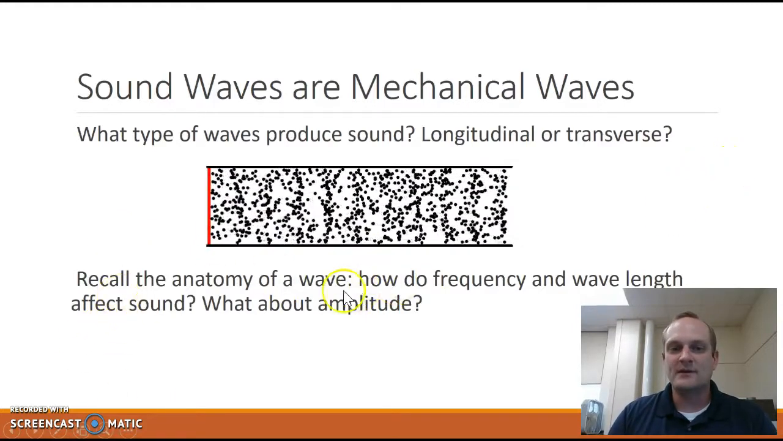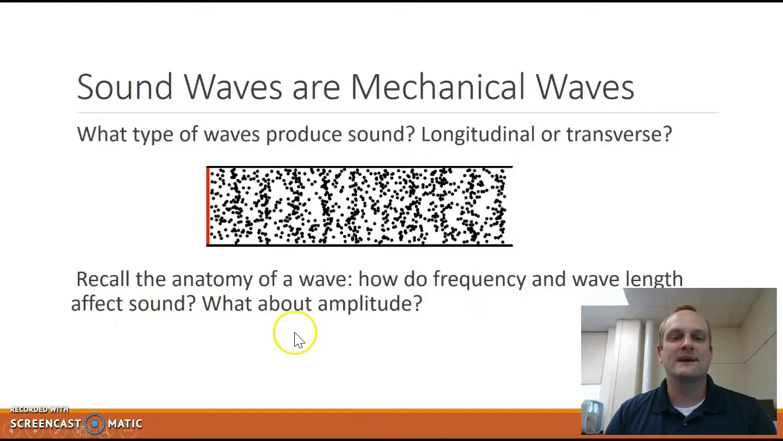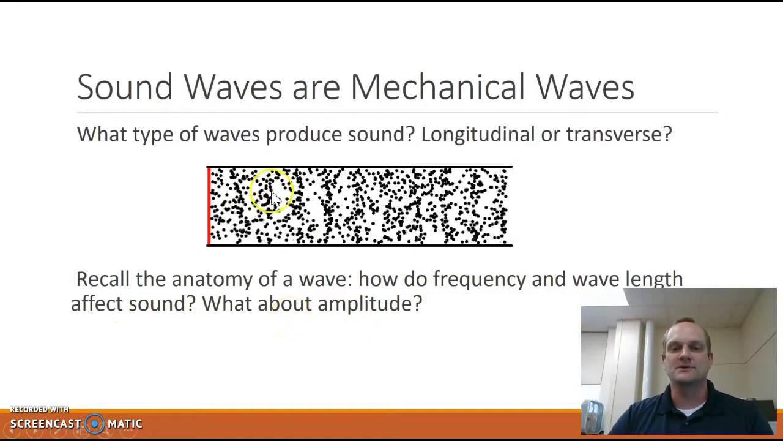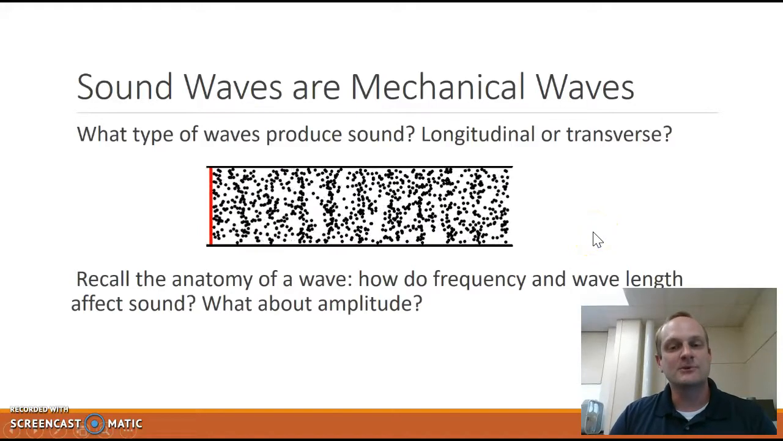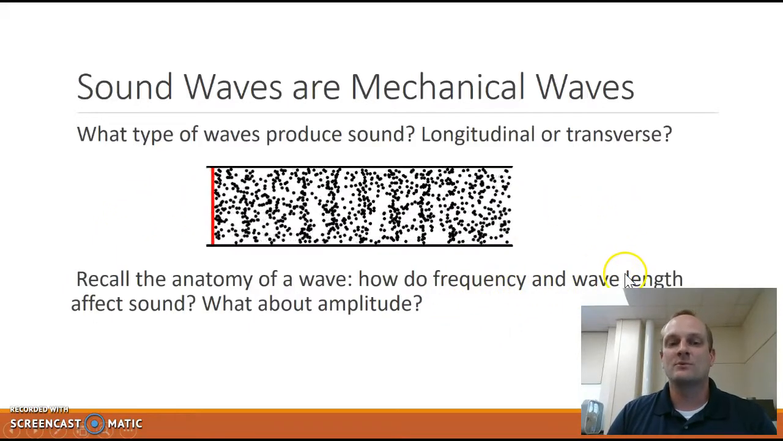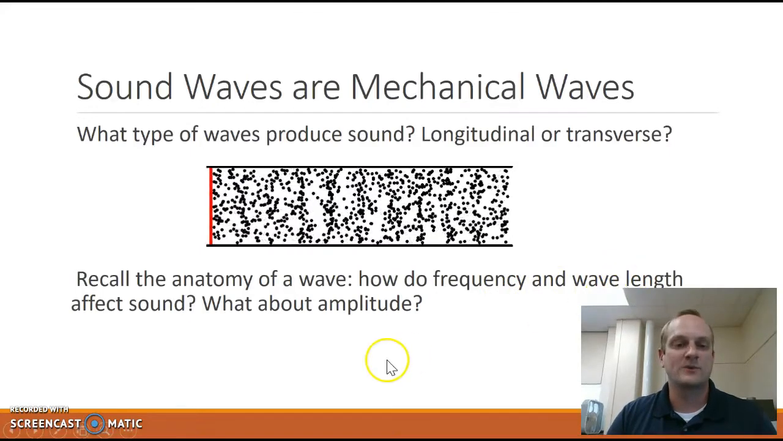So let's recall the anatomy of a wave. How do frequency and wavelength affect sound? What about amplitude? The speed of a wave should be constant for a given medium. For most sound waves, we're talking about the sound wave traveling through air. As long as that air is at the same temperature and the same pressure, the sound wave will travel at a constant speed. So as we increase frequency, the wavelength of the sound wave will get smaller.